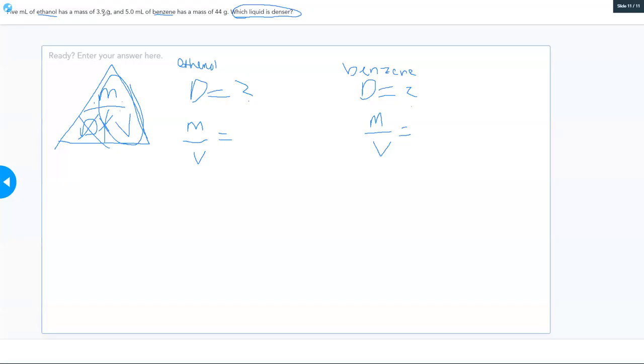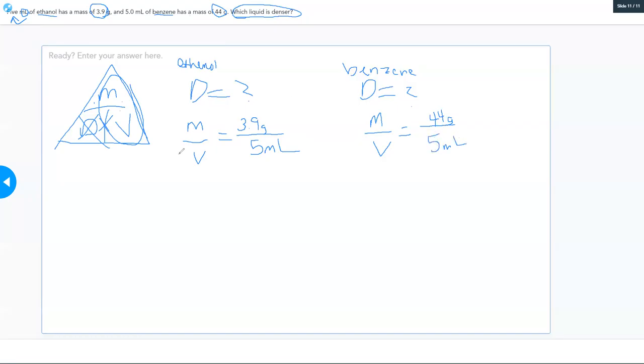5 milliliters of ethanol has a mass of 3.9 grams. So 3.9 is going to go on the top here with ethanol. Let's keep reading and see if we can find the mass of benzene. 5 milliliters of benzene has a mass of 44 grams. So your mass is going to be 44 for benzene. All right, now we need the volume. Anytime you see milliliters, that is also volume. So this is 5 milliliters. And then your benzene also says 5 milliliters of benzene.